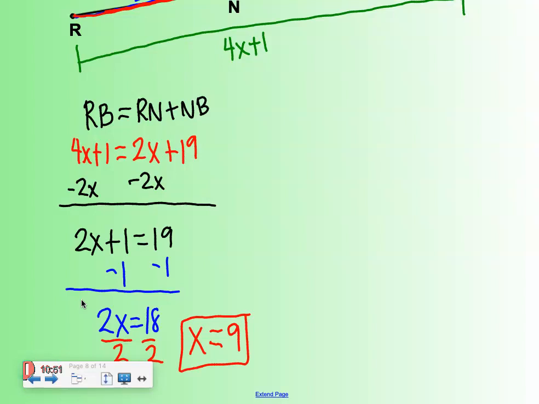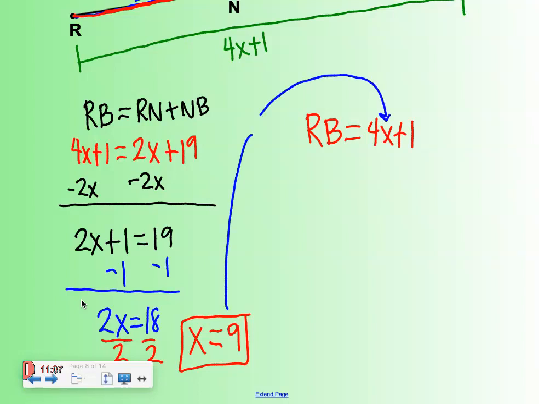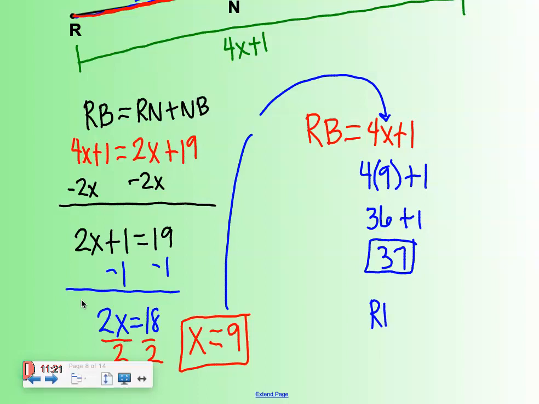But now I have to answer the question. It says find x and RB. So now we have to plug back in for RB. So RB equals 4x plus 1. Now we're going to take that 9 and plug it in there. 4 times 9 is 36 plus 1. 36 plus 1 is 37. So RB equals 37. And now what's nice is we can always check, folks, right?